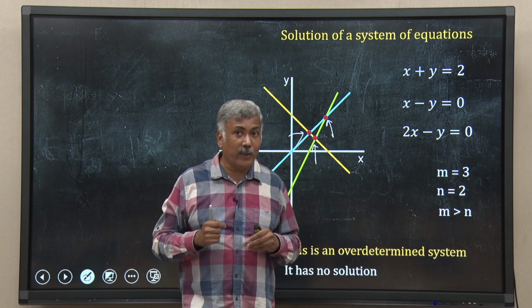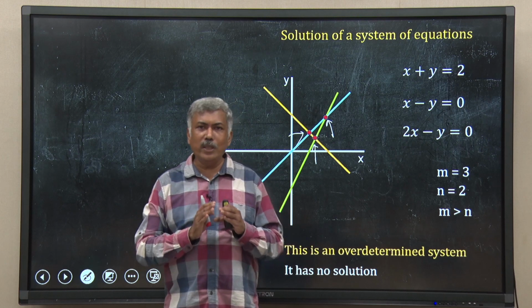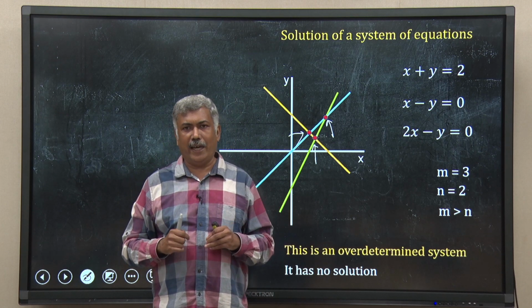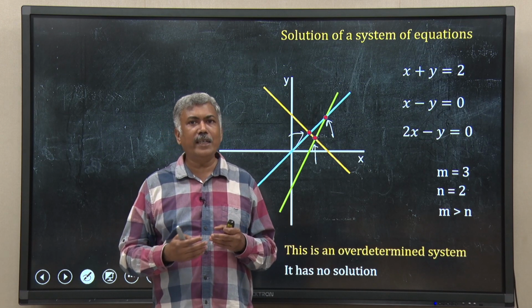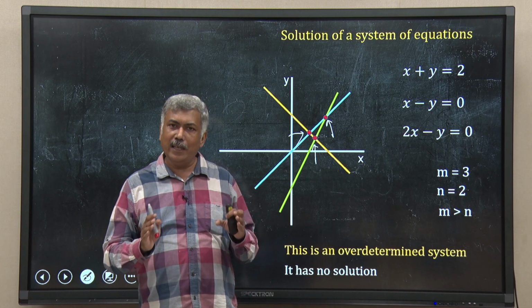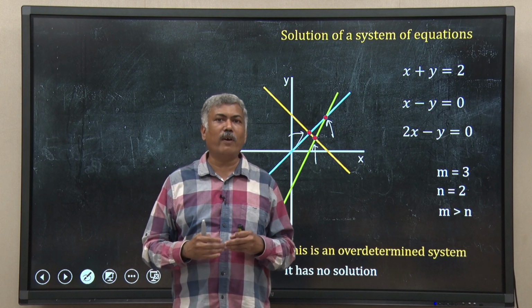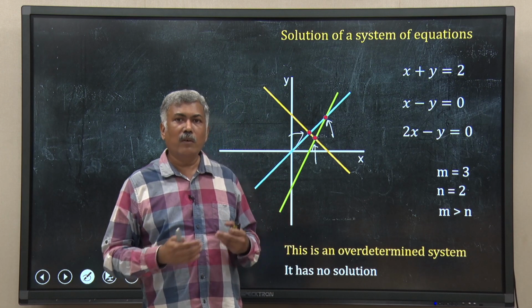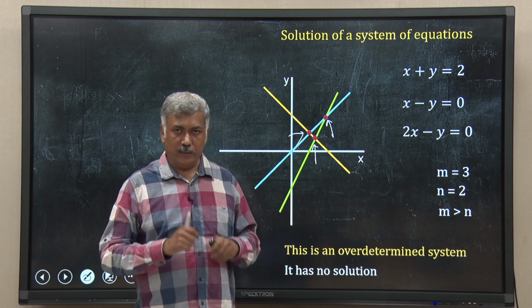So, is there a way to handle this? Yes. We will not be able to find a unique solution, as I explained using this diagram, but we can use some optimization technique to find an optimum solution, and that is what is done in linear regression, which we will learn later in this course. We try to find an optimum solution for this overdetermined system, as it does not have a unique solution.